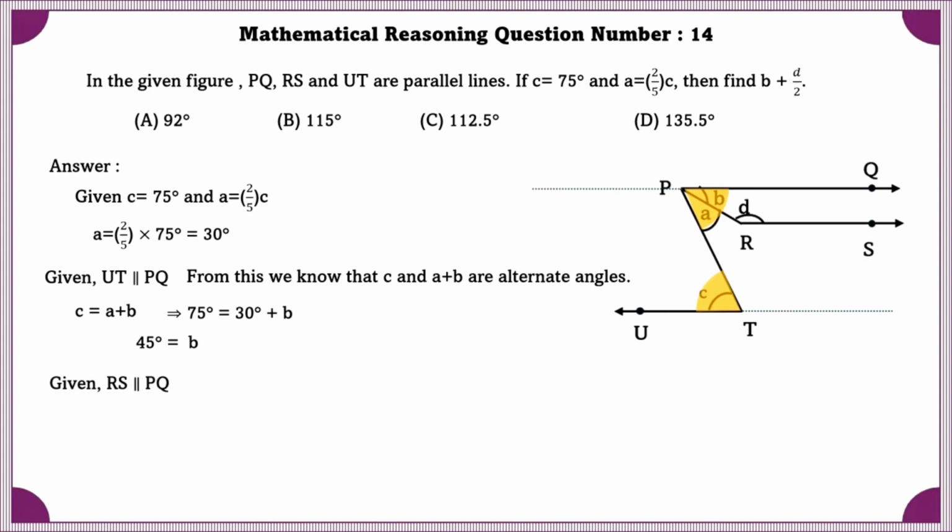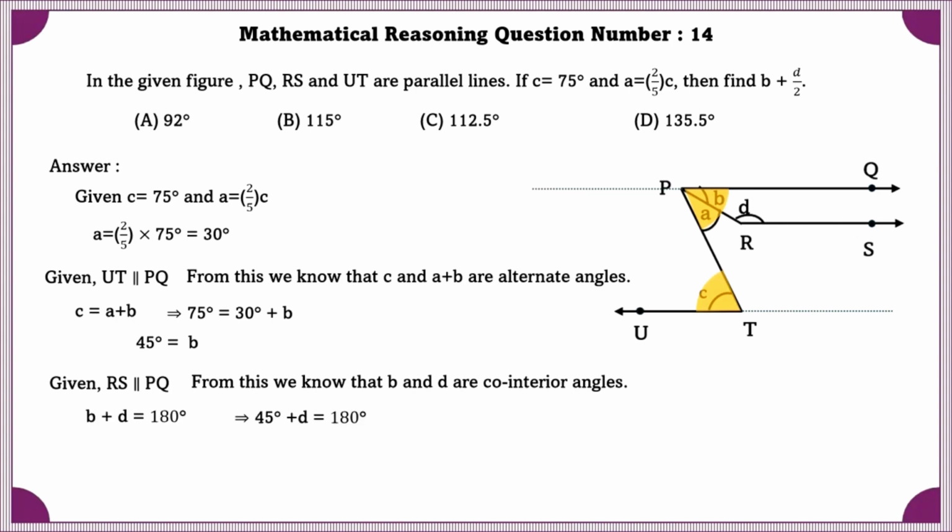Given RS is parallel to PQ. From this, we know that B and D are co-interior angles. We know the value of B. So, B plus D is equal to 180 degrees. From this, we can find the value of D, that is 135 degrees. Now, according to the question, we have to find B plus D by 2. So, if we do that, we'll get 112.5 degrees.